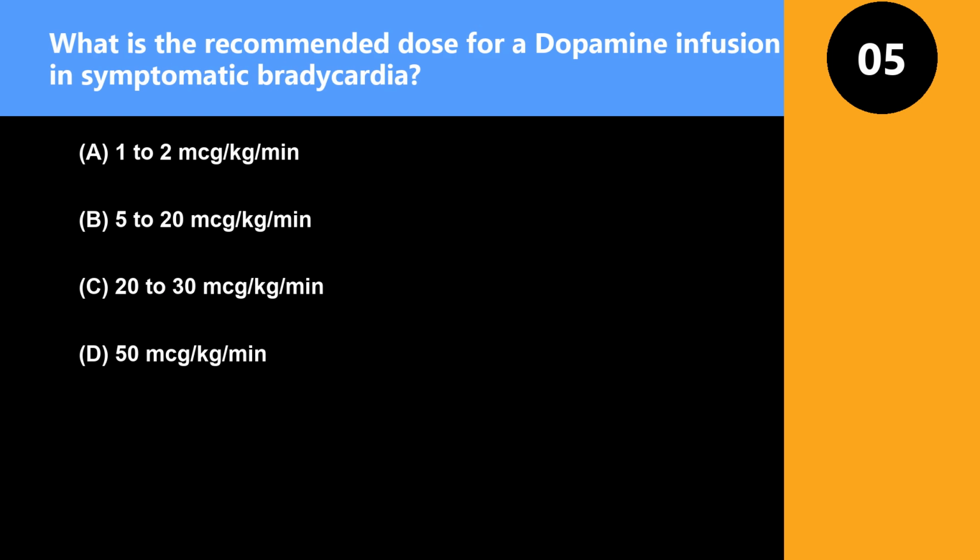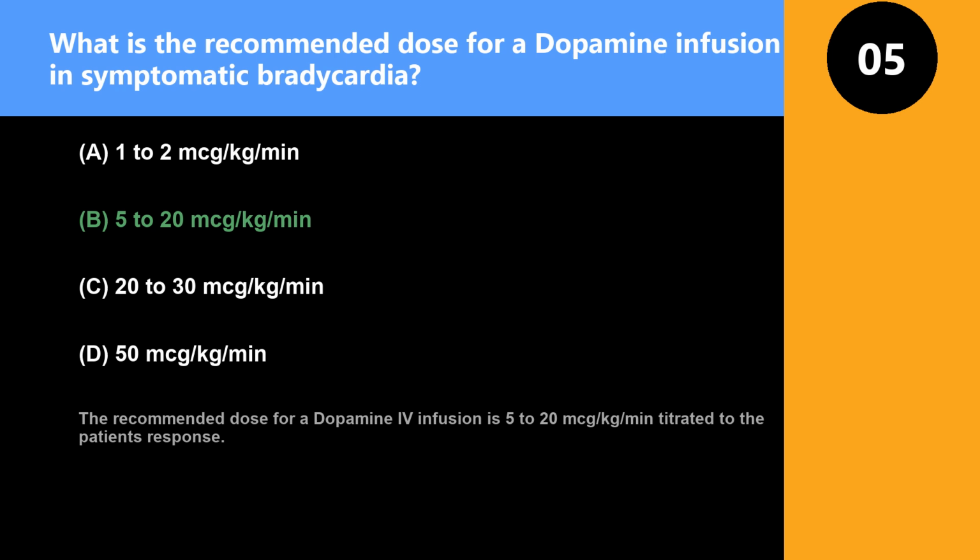Question 5. What is the recommended dose for a dopamine infusion in symptomatic bradycardia? Option A, 1 to 2 mcg/kg/min. Option B, 5 to 20 mcg/kg/min. Option C, 20 to 30 mcg/kg/min. Option D, 50 mcg/kg/min. The correct answer is option B, 5 to 20 mcg/kg/min. The recommended dose for a dopamine infusion is 5 to 20 mcg/kg/min, titrated to the patient's response.